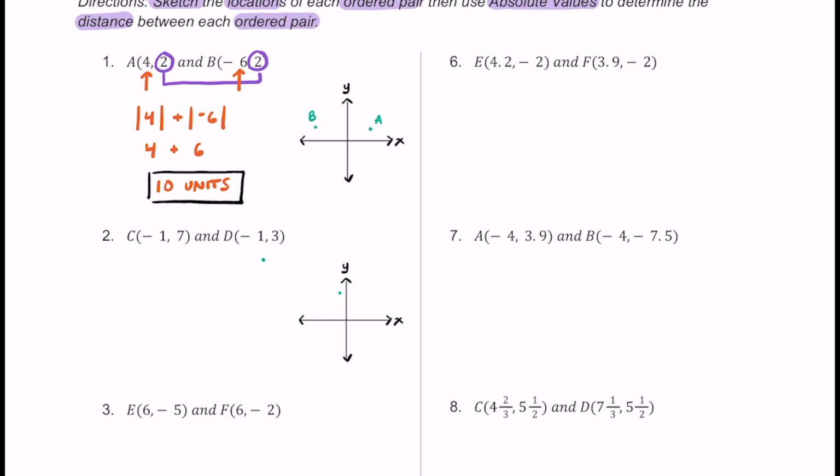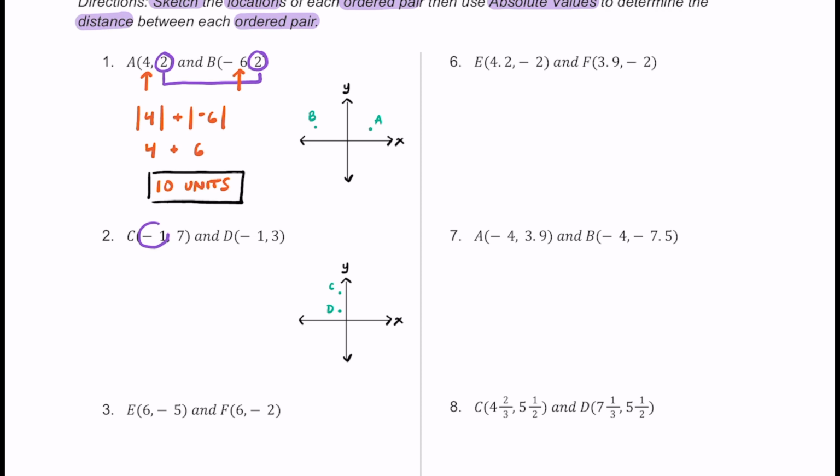And then for point D, we have (-1, 3). So that starts at the origin and moves 1 unit to the left and then 3 units up. So maybe something like here. So C would be located up here while D is a little bit beneath it. And notice how they are in the same quadrant, right? We could tell that by looking at their y values as well.